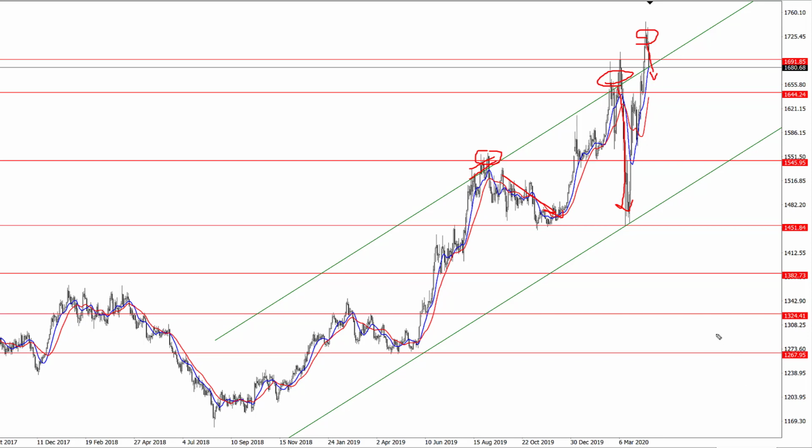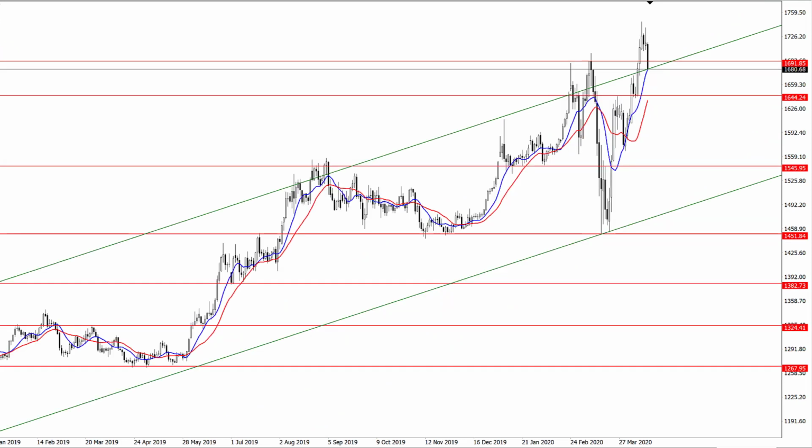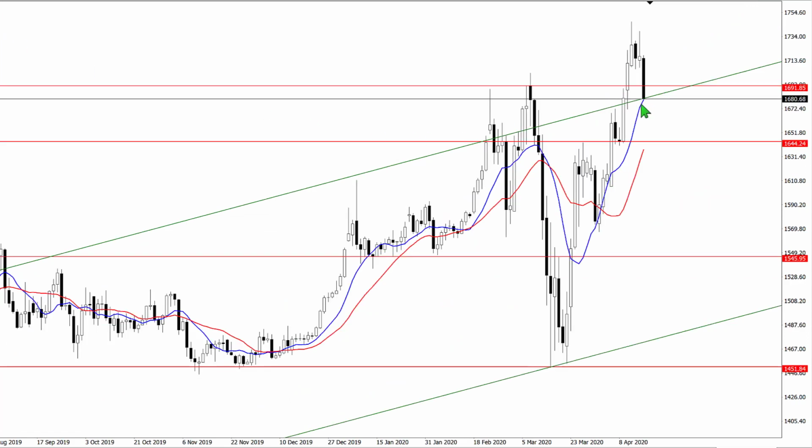Actually, I and the entire VIP members already took a short position on the gold. I'm gonna show you how we found this trade opportunity on the gold. So let's zoom in right now. Zooming in on the gold, you can see here we have our key level structure.